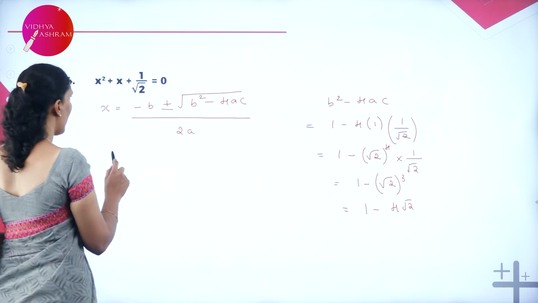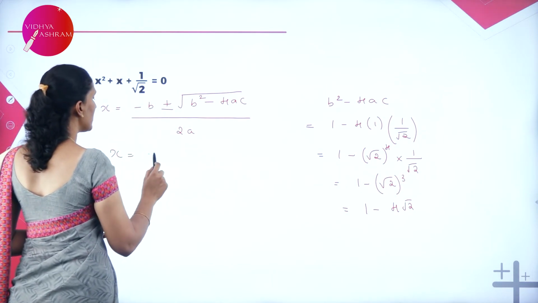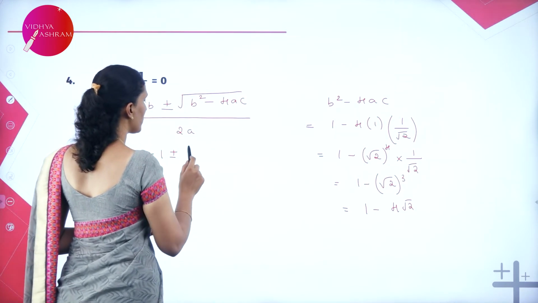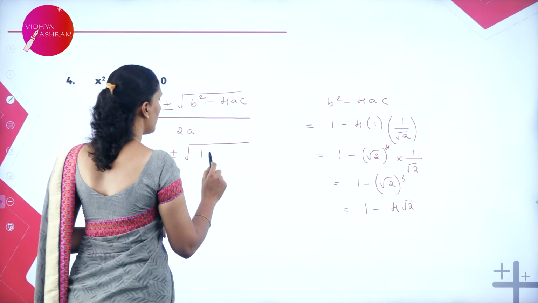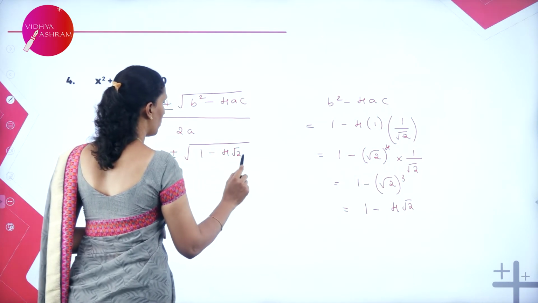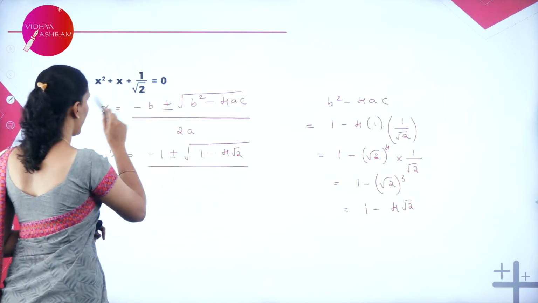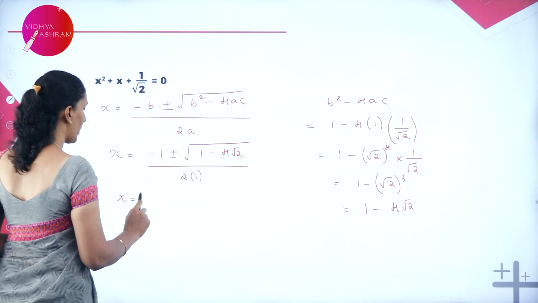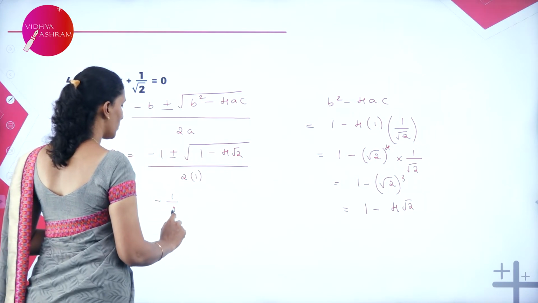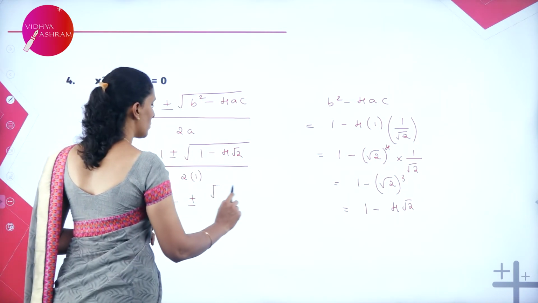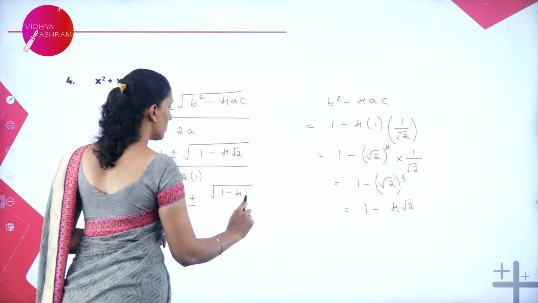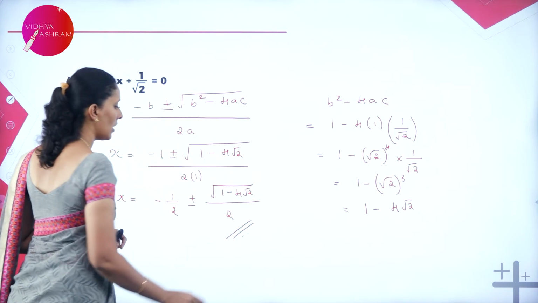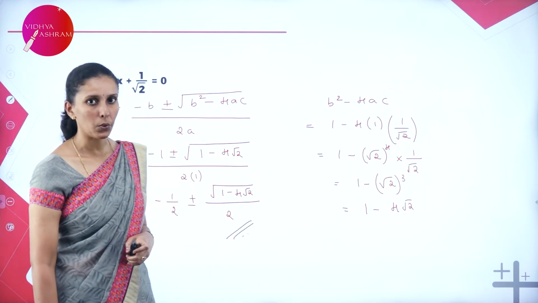So hence here we have x is equal to minus 1 plus or minus square root of b square minus 4ac, I can take it as 1 minus 4 root 2, whole divided by 2a, so 2 times 1. If you want to separate it, you can write it as minus 1 by 2 plus or minus square root of 1 minus 4 root 2 whole divided by 2. So this is the solution for the given quadratic equation.